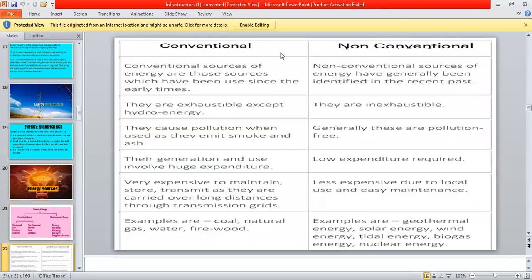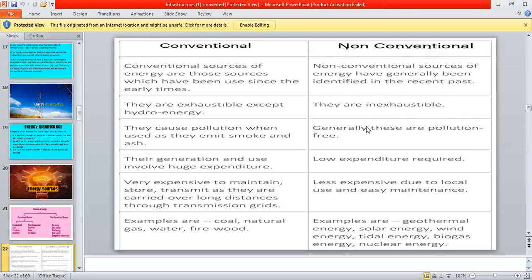What are conventional sources? These are the sources which have been used since early times. They are exhaustible. Except hydro energy, they cause pollution because when they burn, they emit smoke and ashes. Their generation and use involves huge expenditure, very expensive, and they are carried over long distances through transmission grids. This includes coal, natural gas, water, and firewood.